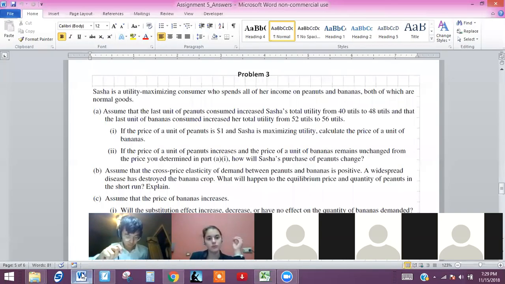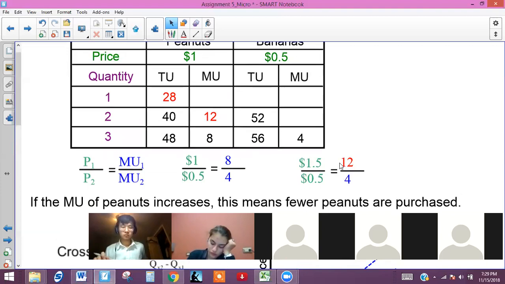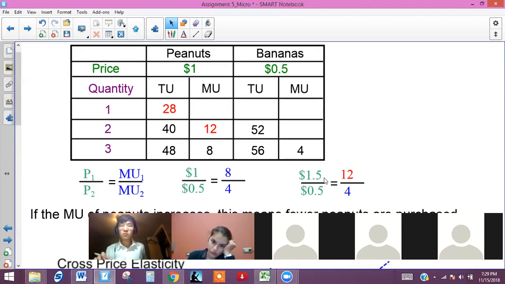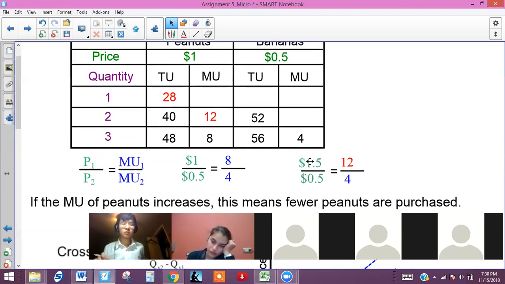Now, next, they're asking us, what happens if the price of peanuts goes up and the price of bananas does not change? Okay? So once again, I like to use real numbers just to see what's going to happen. So I said, I'm going to say the price of the peanuts goes up to $1.50. It could be $1.10, it could be whatever, but $1.50 is easy for me because $1.50 is 3 times 50 cents.